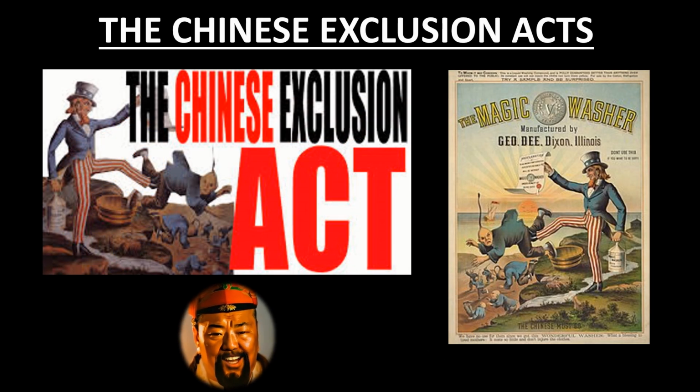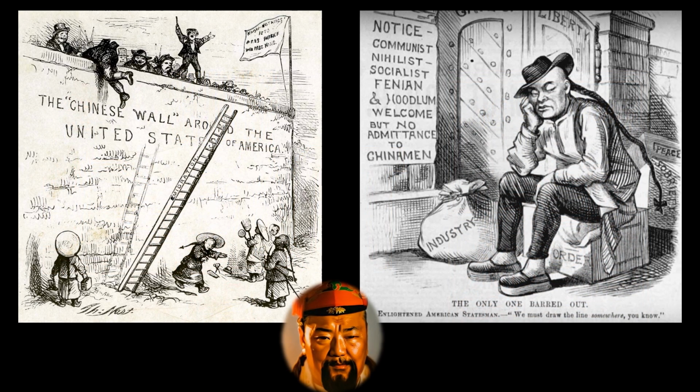This is a cartoon of Uncle Sam, kicking a poor Chinese immigrant, back to the shore where he landed. The cartoon on the left shows a huge Chinese wall around the United States, to keep out the Chinese. The ladder to scale the wall is also being knocked down. The cartoon on the right shows the gates of liberty closed to the Chinese. The notice reads, Communists, Nihilists, Socialists, Fenians, who were a band of Irish nationalists, and hoodlums welcome. But no admittance to Chinamen. The only one barred out.